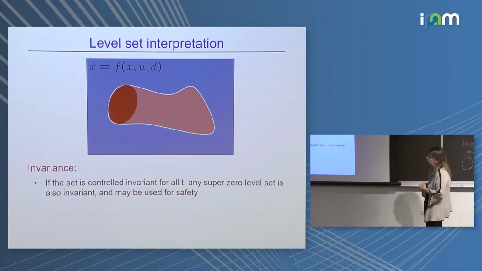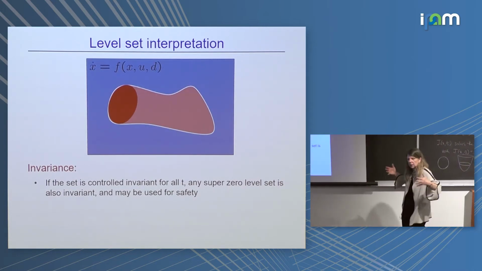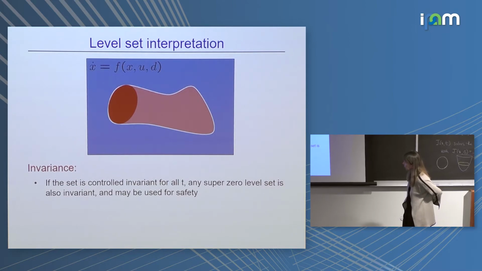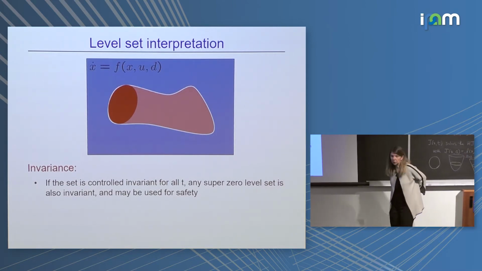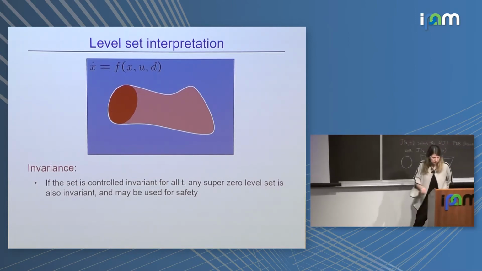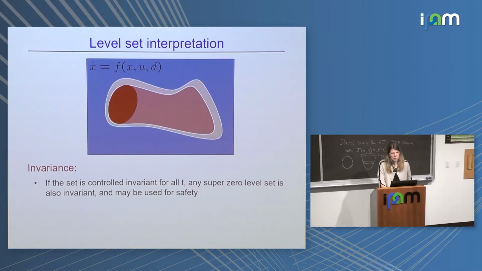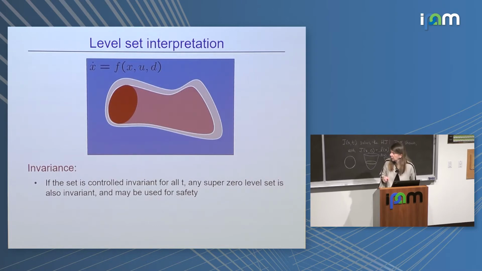So if control invariance holds, meaning maybe that set closes after some finite time, that set just sort of closes in on itself and stops growing, then any super zero level set is also invariant and may also be used for safety. Okay, so over-approximations of that set work, but in particular, super zero level sets of that set can also be used to certify safety.